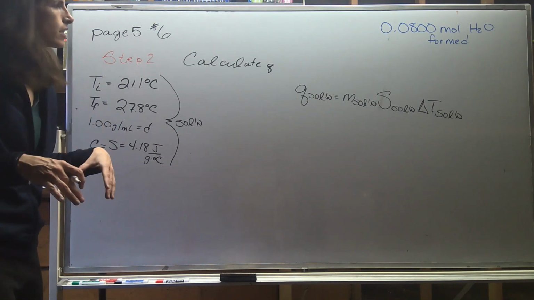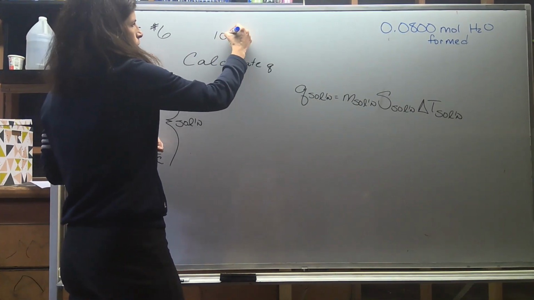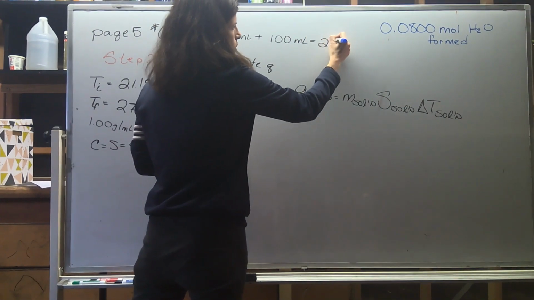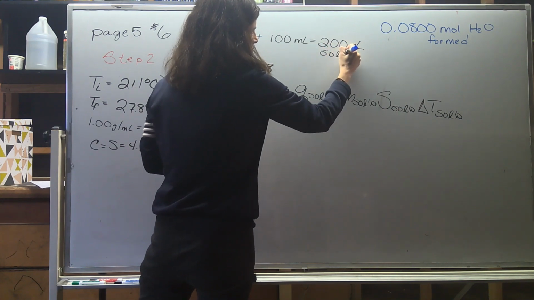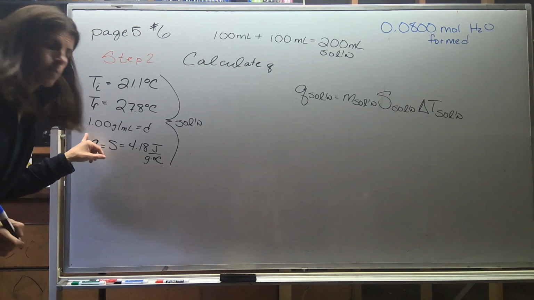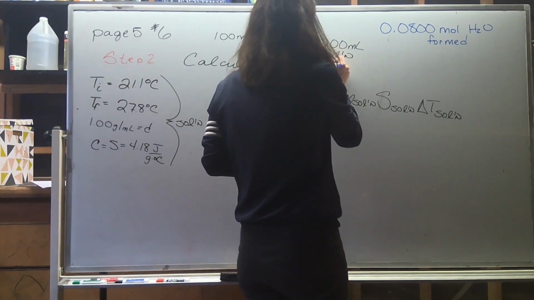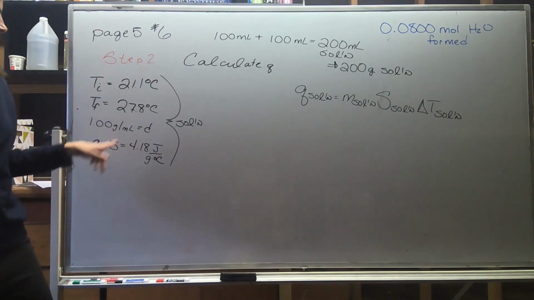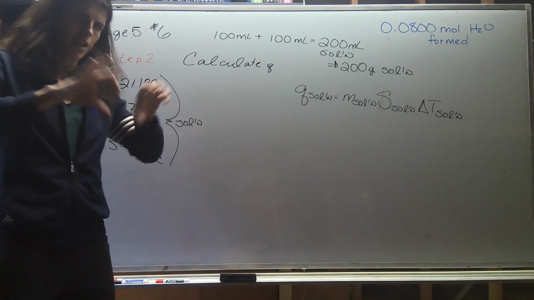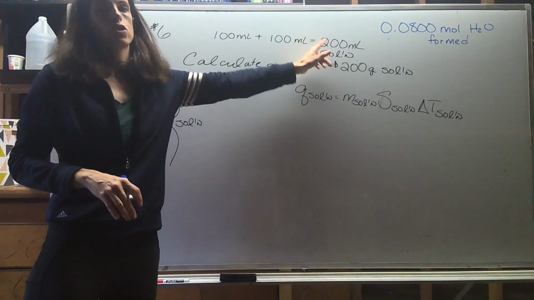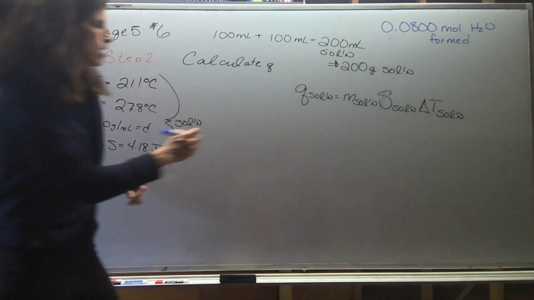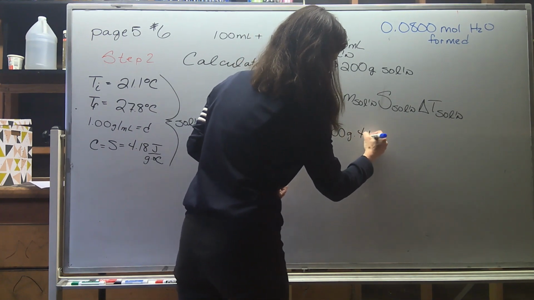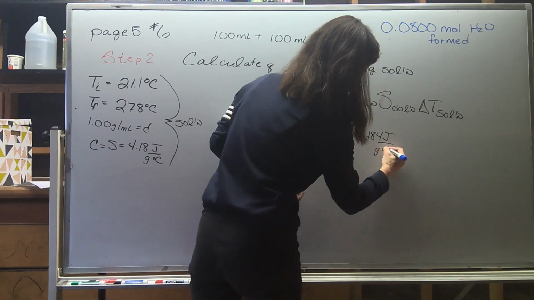When we're doing the eliminating excess reactant part, the problem said they took 100 mils of the acid and combined it with 100 mils of base. So altogether, I have 200 mils of the solution. If the density of that solution is 1 gram per mil, then 200 mils is just going to be 200 grams. So if you are doing the calculation of mass for a reaction mixture where two things are poured together, make sure you're looking at the total volume and the density of the solution to get the mass. And so the mass of the solution here is going to be 200 grams. A lot of times they'll use the specific heat of water. It's a good enough approximation.